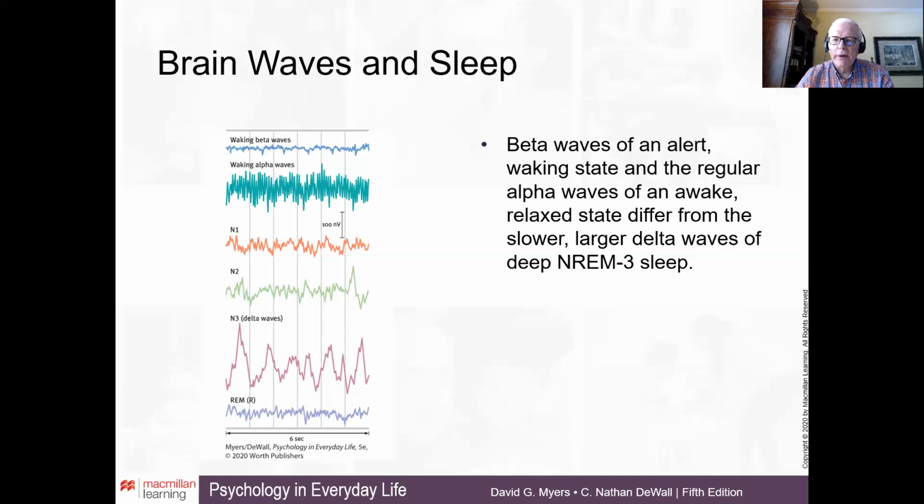And then something very fascinating happens when we go into REM sleep, rapid eye movement sleep. When we dream, our brain waves look very similar to what they are like when we are alert and awake, or at least in the very first stage of sleep. As you can see, very similar, especially to N1 waves, indicating that our brain is more active in terms of its electrical activity when we are in REM sleep.